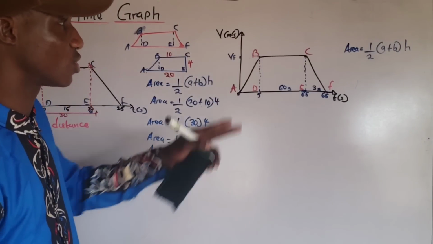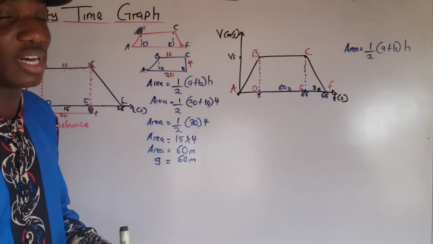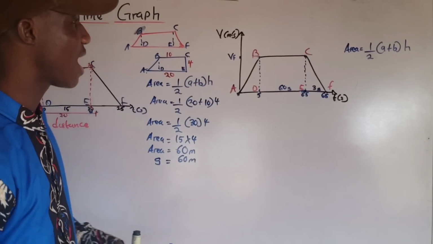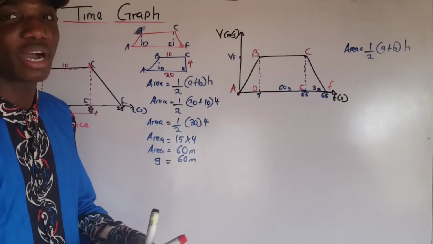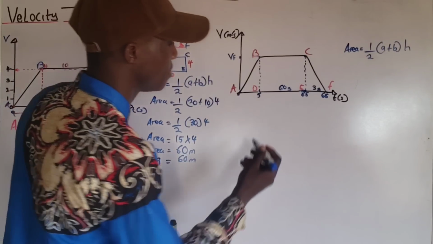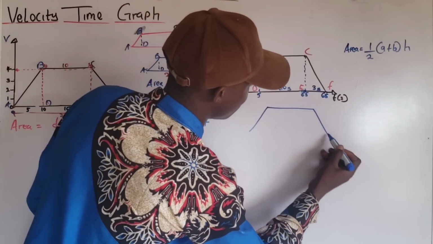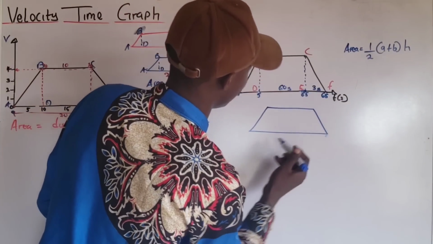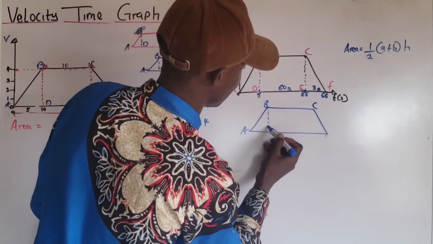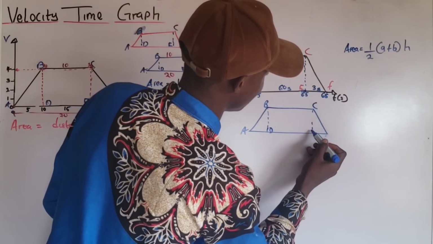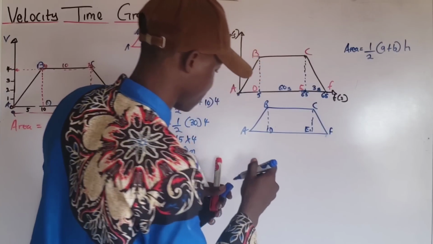All you have to do is trace that point to the velocity axis, which is the y-axis. You are going to get the corresponding value, and that corresponding value is the height. Now, we know that a and b are the parallel sides of the trapezium. Let me bring it out. This is the shape that we have. This is A, this is B, this is C, this is D, this is E, and this is F.